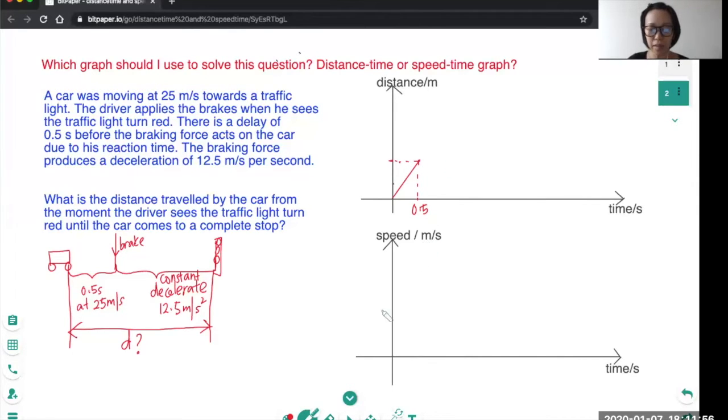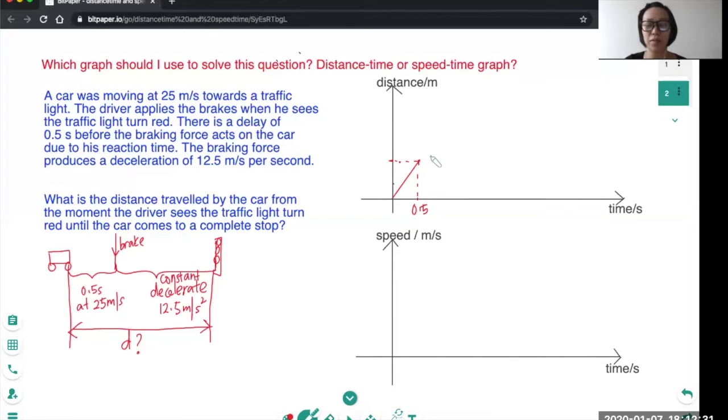And after that, he decided that he should brake. So the speed will be decreasing. So how should we represent deceleration on a distance time graph? Recall, the gradient of the distance time graph represents the speed. If it is decelerating, that means the speed is decreasing. So when the speed is decreasing, how should the graph look like? You may pause the video and perhaps try this part on your own.